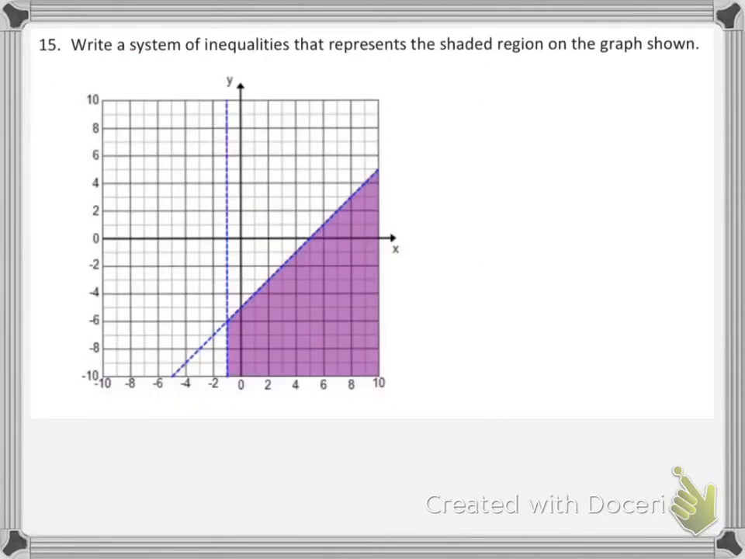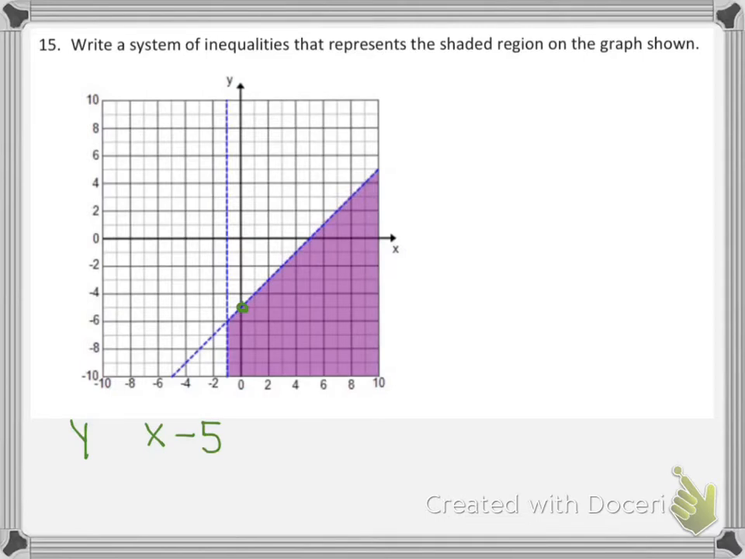All right, 15, write a system of inequalities that represents the shaded region on the graph below. Well, same thing. I need some equations first, then I'll decide what type of symbol I need. And I'm going to do that by starting with the diagonal line. I see that it crosses the y-axis at negative 5. So it's going to be y is something, mx, the slope is going to be on there somewhere, and then I'm going to cross at negative 5. So it's that.